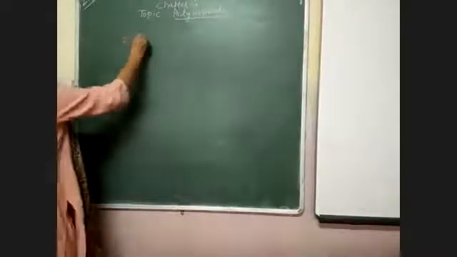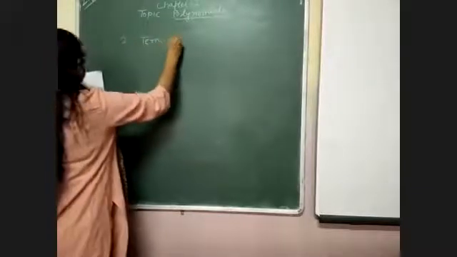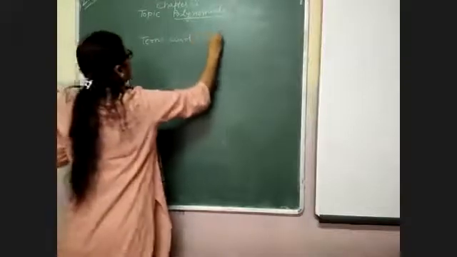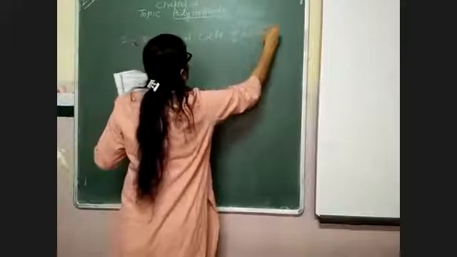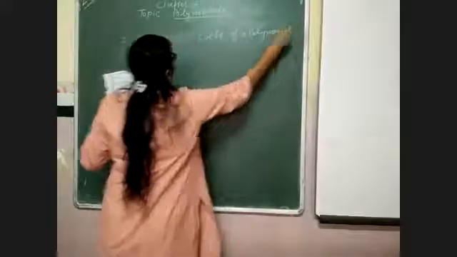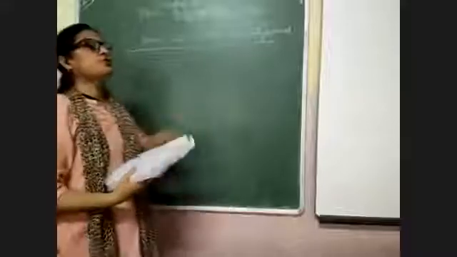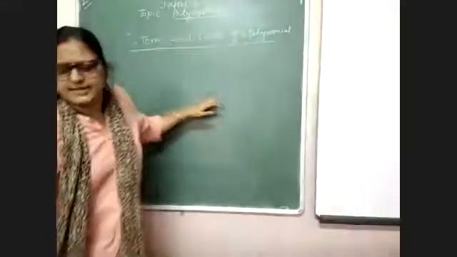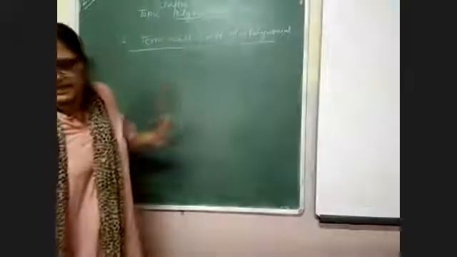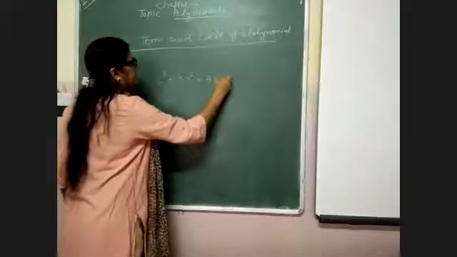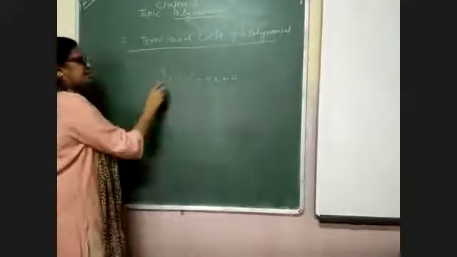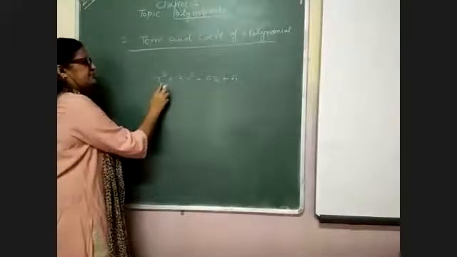Then second thing I will tell you is the term and coefficient of a polynomial. What is term and coefficient of a polynomial? I already told you about the coefficient and term. What is term? The part of a polynomial. First I will write down the example, then I will tell you how many terms are there. There are 4 terms, 1, 2, 3 and 4.